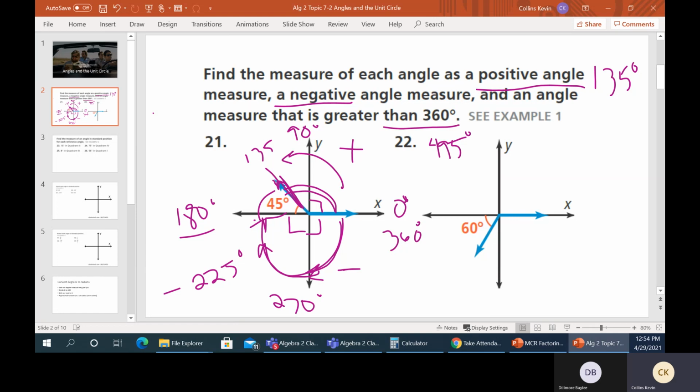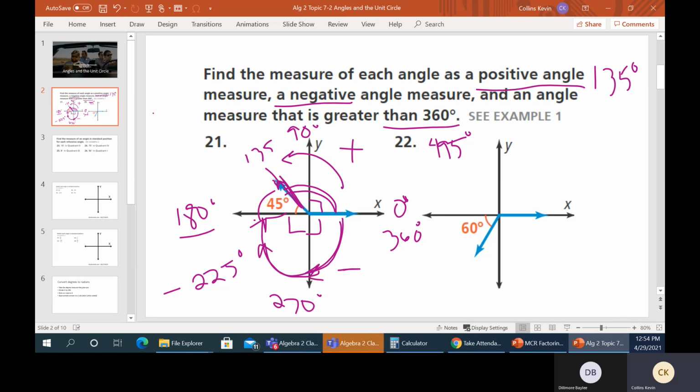Or we could subtract 360 if we're looking for negative ones. Subtracting 360 means we're just going around the Ferris wheel in the opposite direction. Okay? Does that make sense? Okay, well let's do the next one.